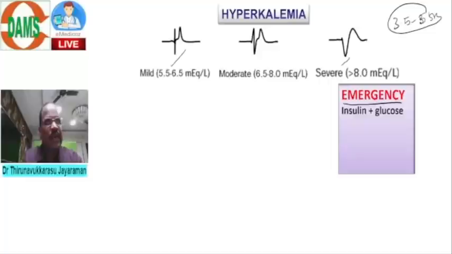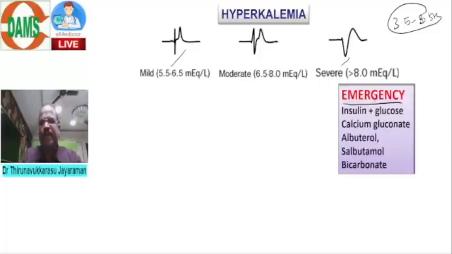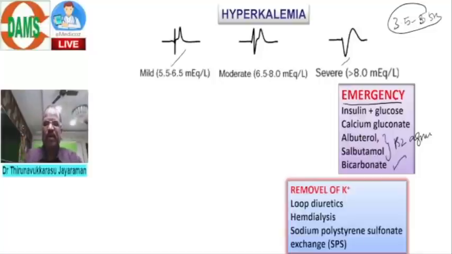To treat the problem of arrhythmias, ECG abnormality, we can go for calcium gluconate. And in any case of hyperkalemia, we can supplement a beta-2 agonist like salbutamol, terbutaline, or albuterol. Bicarbonate also can be tried for correcting the hyperkalemia. Other than this, we can remove the potassium by using a loop diuretic. Loop diuretic causes hypokalemia. Or we can also go for dialysis or sodium polystyrene sulfonate exchange. So all these are available treatments for hyperkalemia.